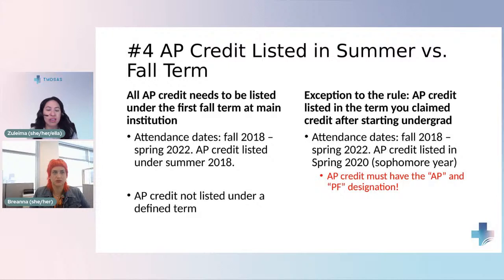The only exception I've seen in a couple of transcripts is whenever you claim the AP credit later. Once you've already started your institution, you claim it a couple of semesters or terms later. So in this example, you started in fall 18 through spring 2022, but your AP credit is listed under spring 2022, so your sophomore year. And that is how it's listed on your transcript. In that case, you can go ahead and list it under that term, but remember that because it's AP credit, it still has to have the AP and pre-freshman designations.